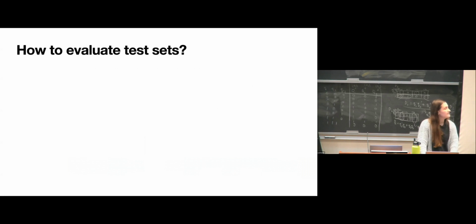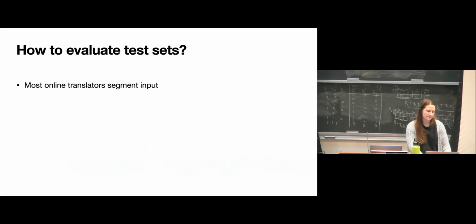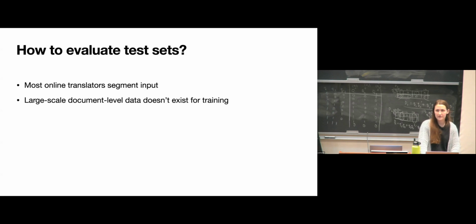So once we have these evaluation sets, we need a way to make sure that they actually contain this phenomenon, and make sure that a sentence level system is not outperforming a document level system. So we're looking for a document level model to run against these tests. Unfortunately, we can't just run it through Google Translate or Microsoft Translator, because as we saw earlier, most online translators will segment the input first, and we really can't stop that from happening. We also can't train our own model because there's not a lot of document level data available.